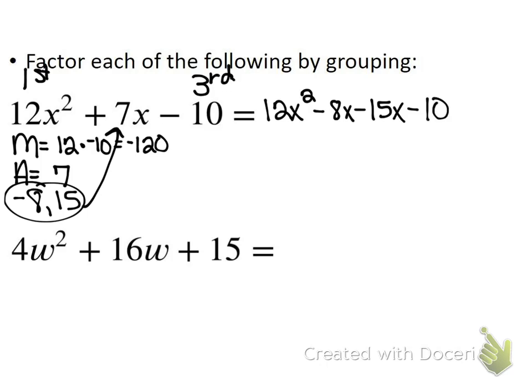Nice. Okay. Then I move down to the third step. The third step says I'm going to put these in pairs, or in a group. And I'm going to find the greatest common factor of each pair. So what's the greatest common factor of 12 and 8 going to be?